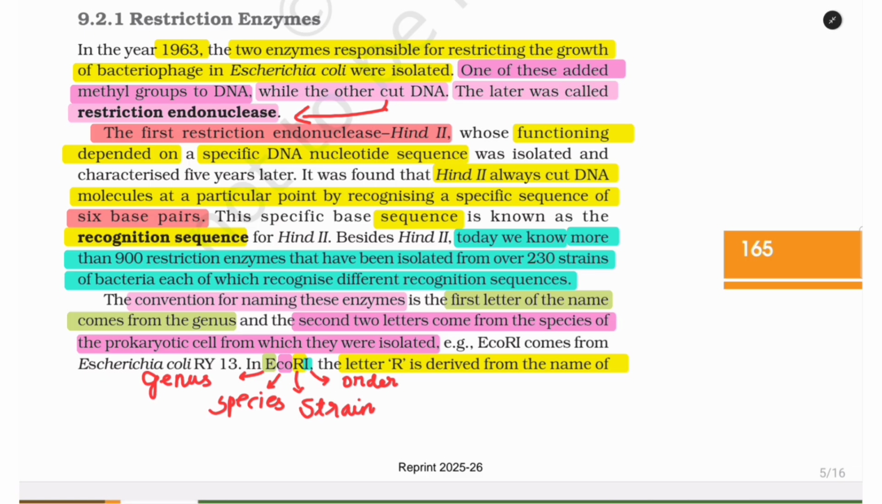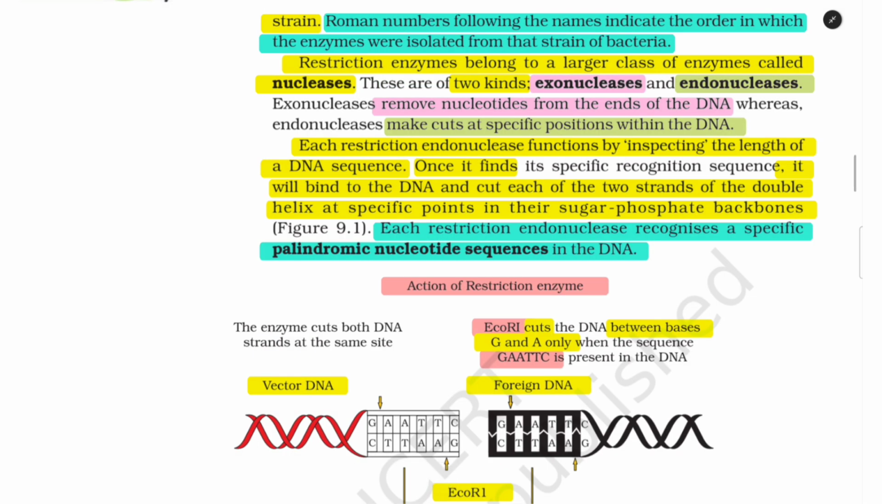Besides HindII, today we know more than 900 restriction enzymes that have been isolated from over 230 strains of bacteria, each of which recognize different recognition sequences. The convention for naming these enzymes is the first letter of the name comes from the genus and the second two letters come from the species of the prokaryotic cell from which they were isolated. Example, EcoRI comes from Escherichia coli RY13. In EcoRI, the letter R is derived from the name of strain. Roman numbers following the names indicate the order in which the enzymes were isolated from that strain of bacteria.